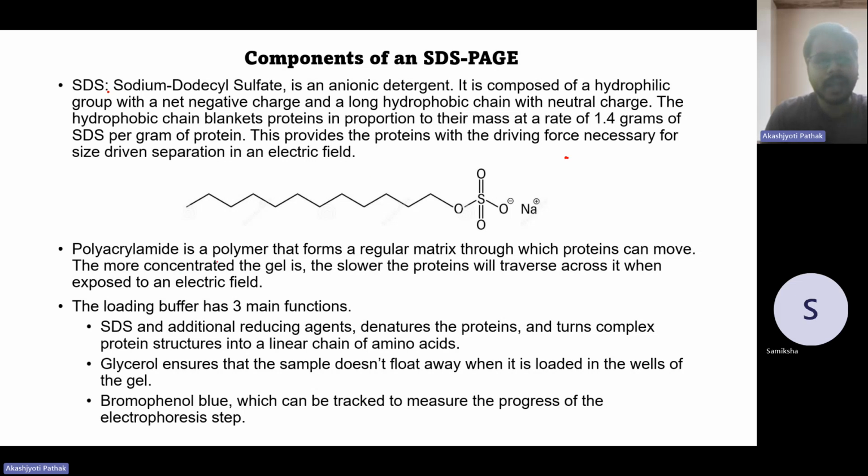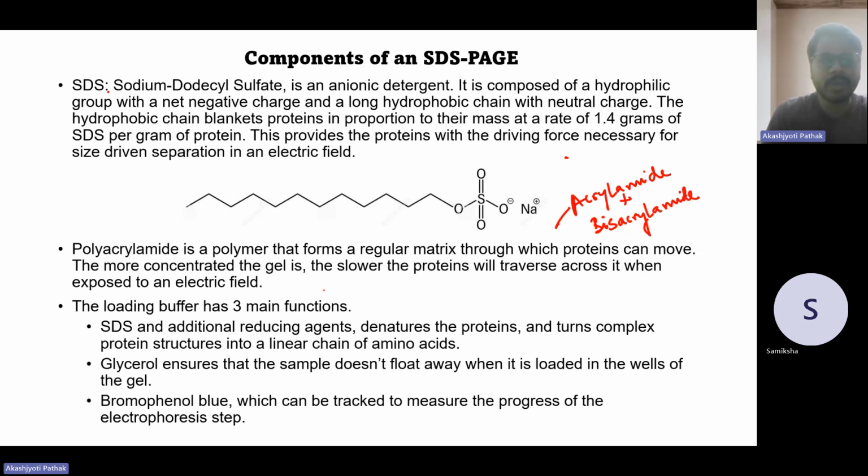Okay, so polyacrylamide is a polymer. As agarose is also a polymer, here polyacrylamide is a polymer formed from two components: acrylamide and bisacrylamide, together. Bisacrylamide is used for forming cross links between two polymer chains.